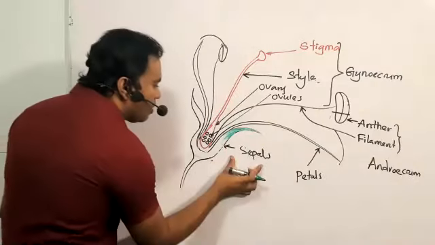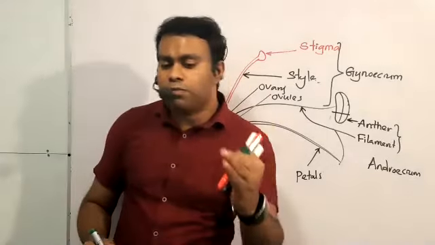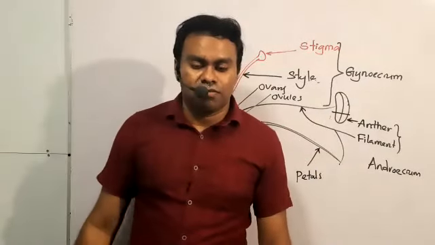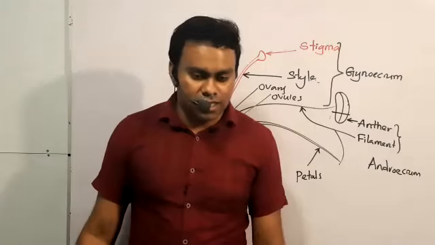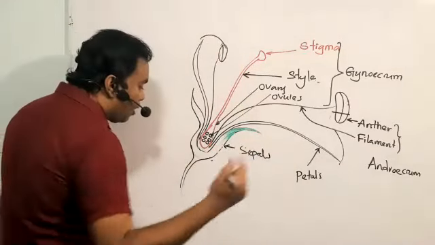Okay. So sepals have chlorophyll pigments. So they have a special ability of performing another function rather than protection. What's that? Photosynthesis. Yes, they can perform photosynthesis. Good, very good. So that's how you have to learn.